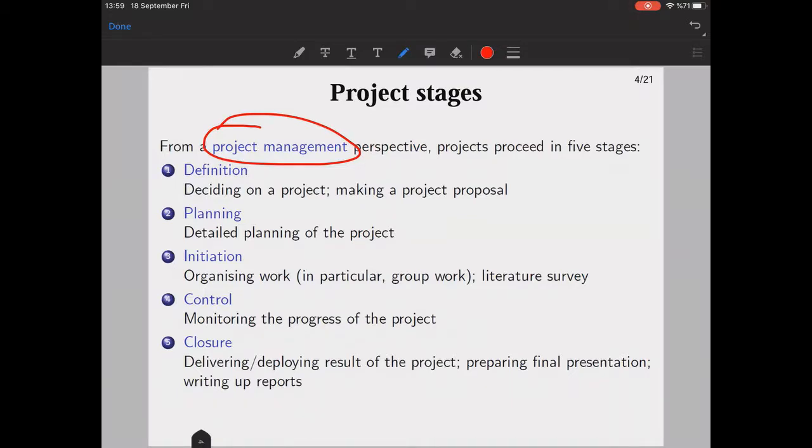The fourth one is control, monitoring the progress of the project and taking actions if something goes wrong, so you should always be alert so that you can keep things in control. And the fifth one is closure: delivering and deploying the results of the project, preparing the final presentation, writing your project reports or thesis reports. This is the closure stage of the project.